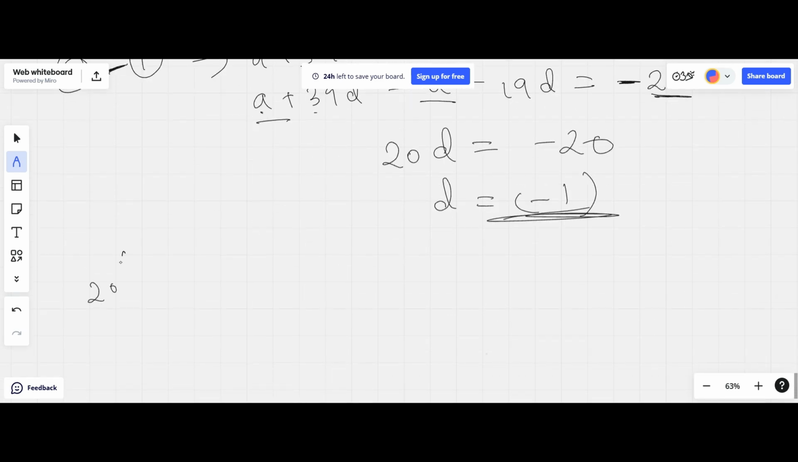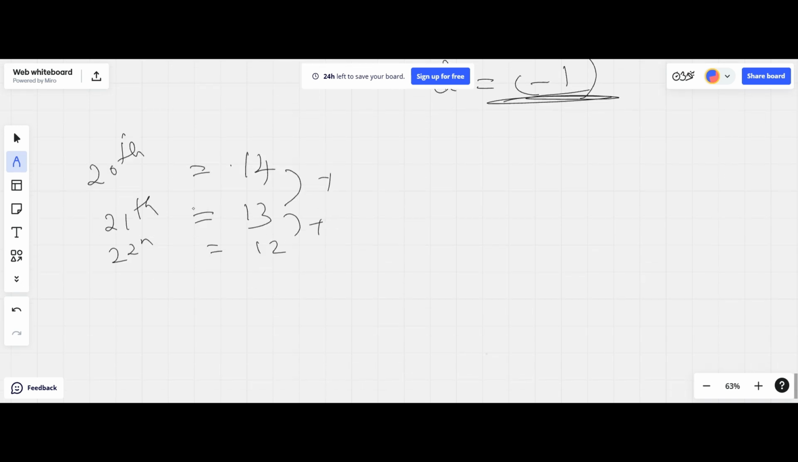The 20th term would be 14, no? So the 21st term would be 14 minus 1, which is 13. The 22nd term would be 12, minus 1 again. It goes like this. So the difference D is minus 1.